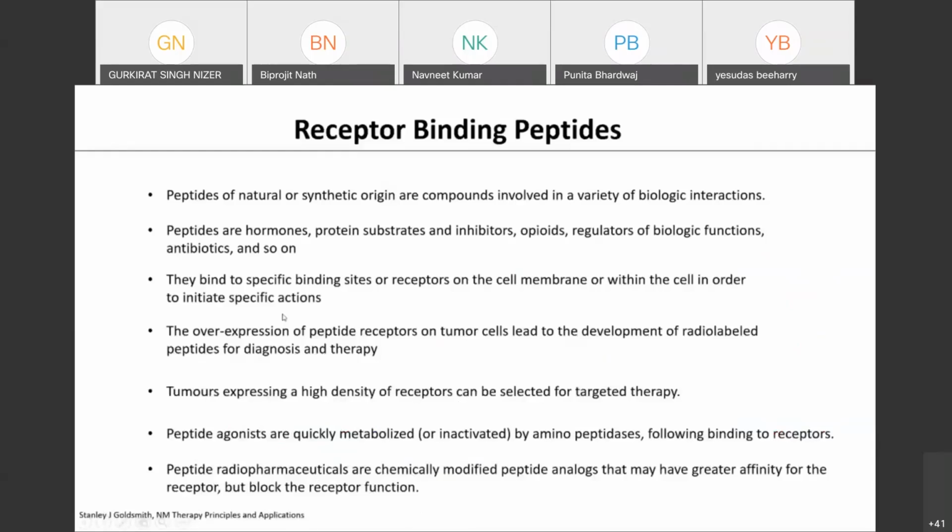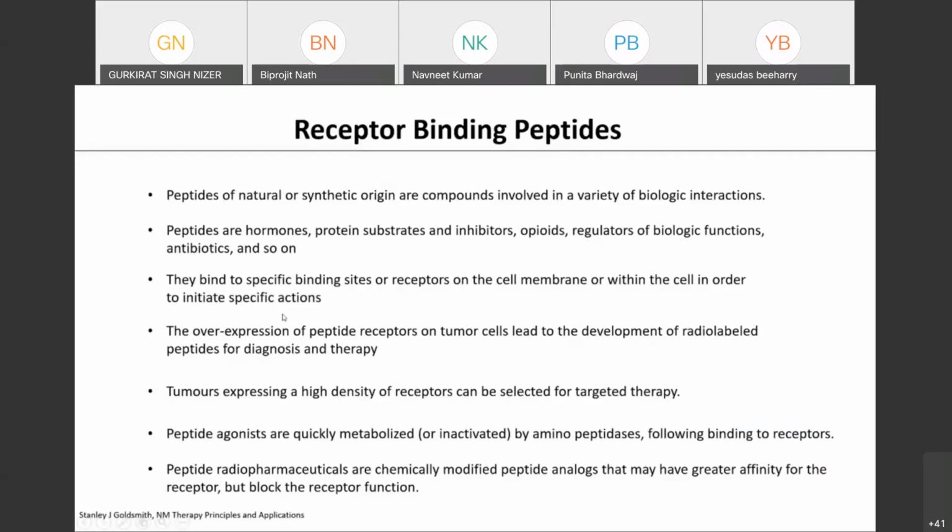Now we'll move forward to receptor binding peptides. We know what peptides are. These are small amino acid sequences. Peptides can be of natural or synthetic origin, and they go for a variety of biological interactions. Peptides can be hormones, proteins, or anything else. These peptides bind to specific binding sites on receptors, on the cell membrane, or within the cell in order to initiate specific actions.